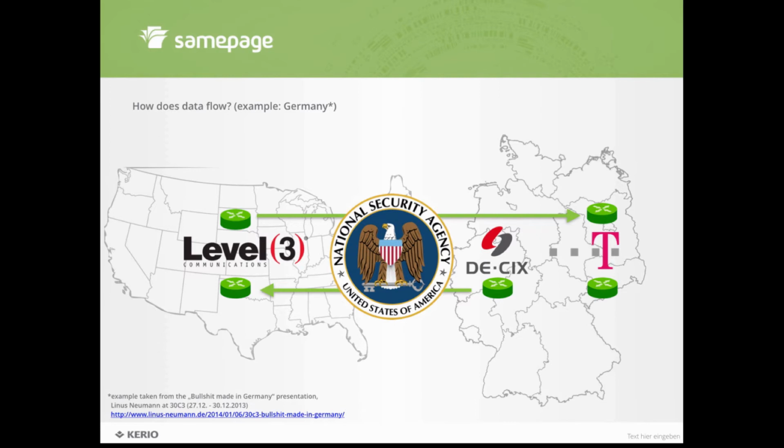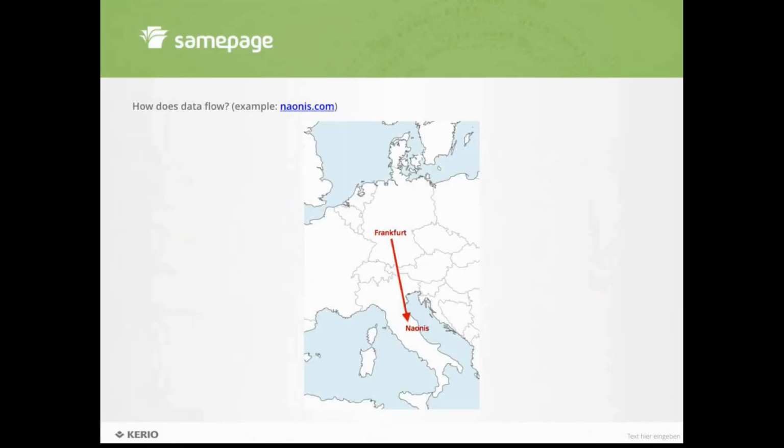I just would like to give you another example, which I made a test this morning. I made a simple trace route to an internet page, naonis.com. Naonis is based in Italy, and I'm based in Frankfurt. So the ideal communication would be that it goes directly from Frankfurt down to the server of Naonis. But guess what? The data flows like this.